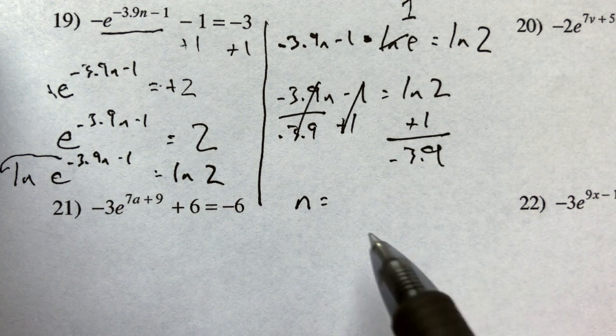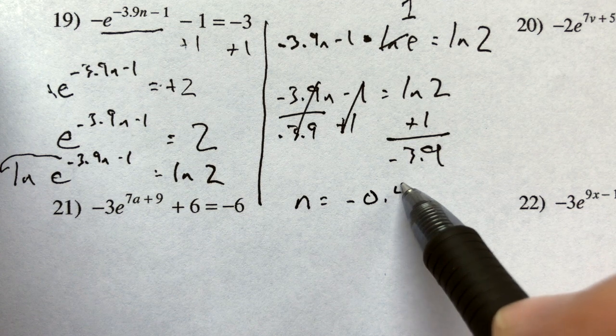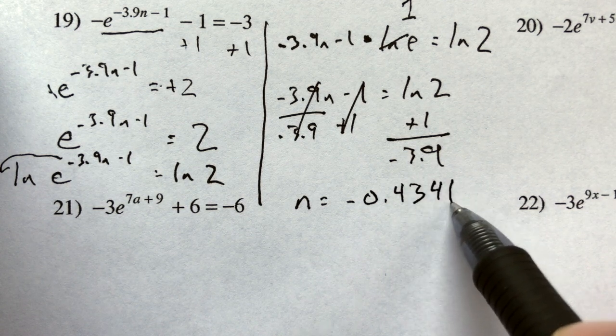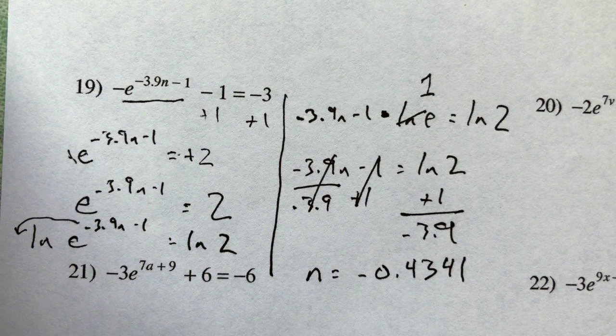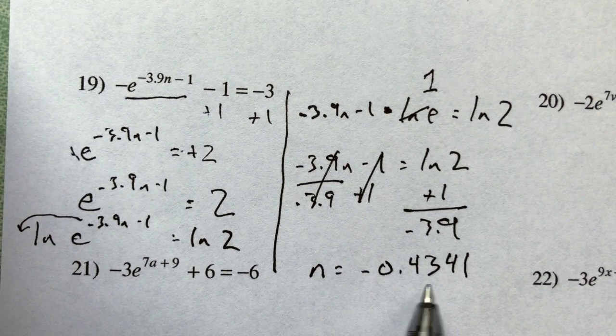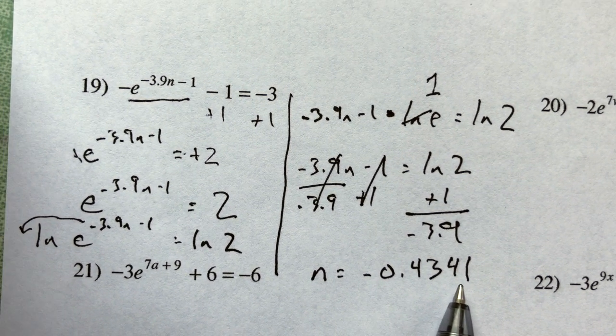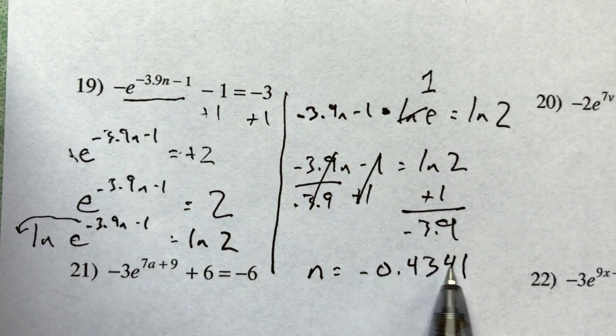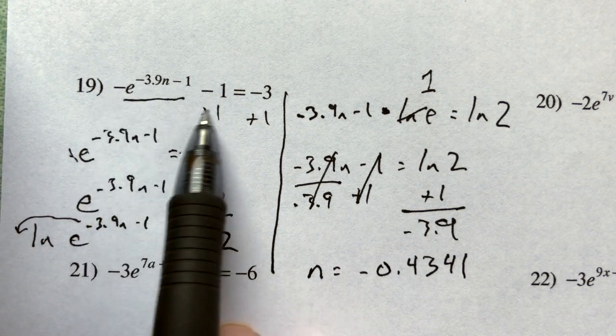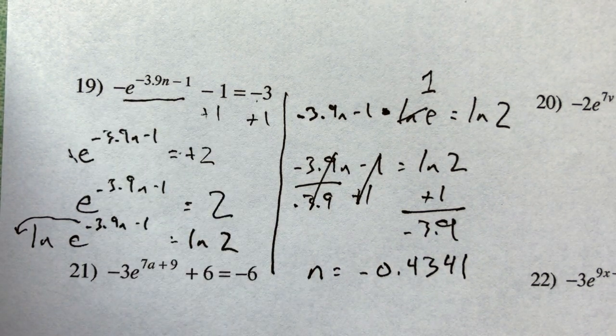And when you do that, you get negative 0.4341. So it's okay. We get these crazy decimals for these. A lot of times it feels wrong to get a decimal for some reason, but no, these give you some crazy answers. Okay, so what this means is that if I replace this in the original problem with this crazy decimal, all this stuff on the left is just going to become negative 3. And so we've solved it.